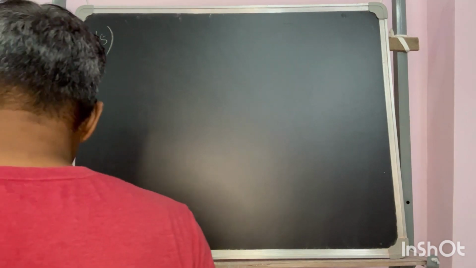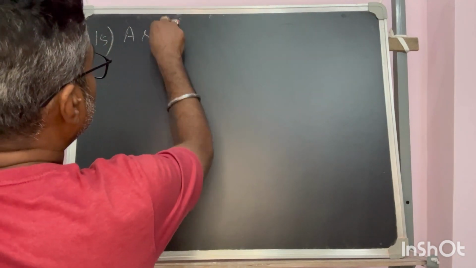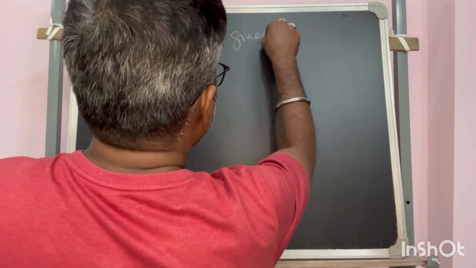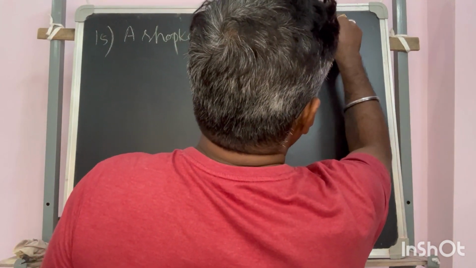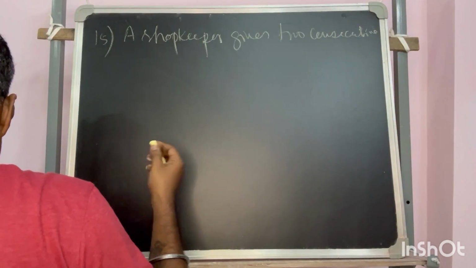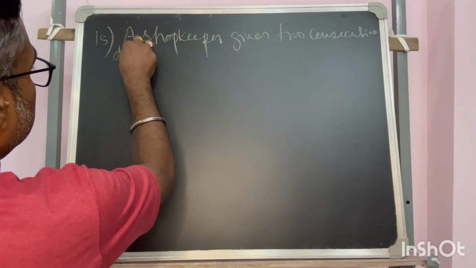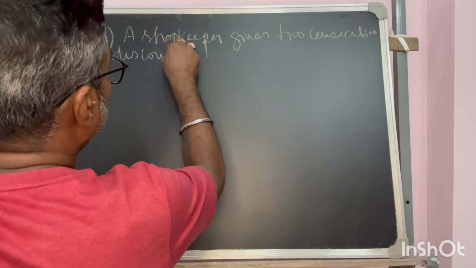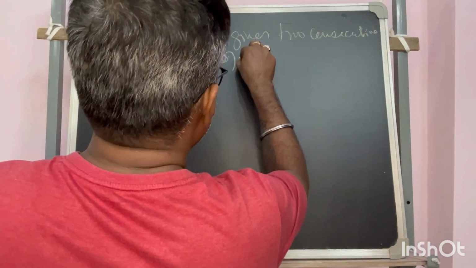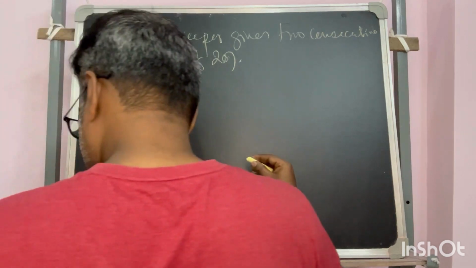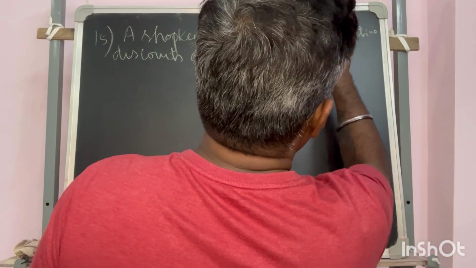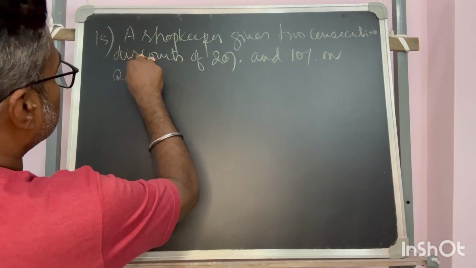A shopkeeper gives two consecutive, or successive, discounts of 20% and 10% on surplus stock.